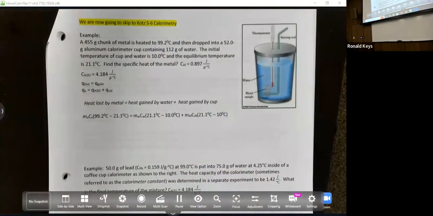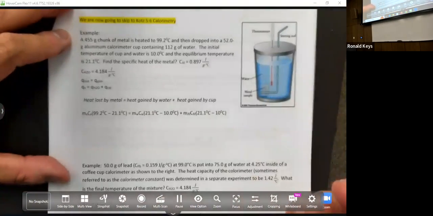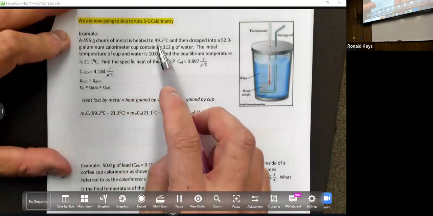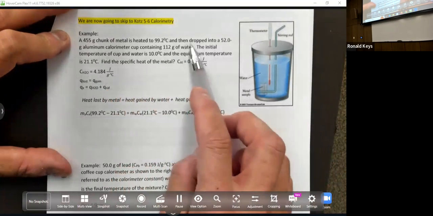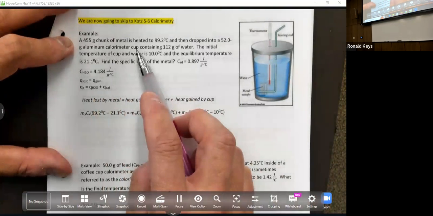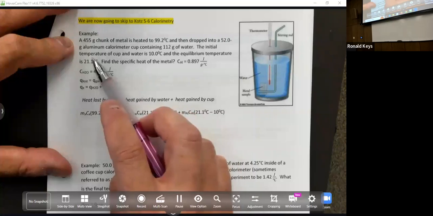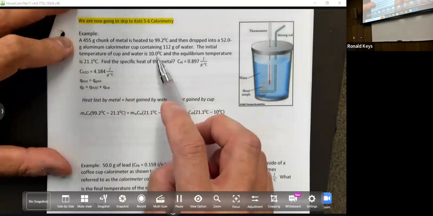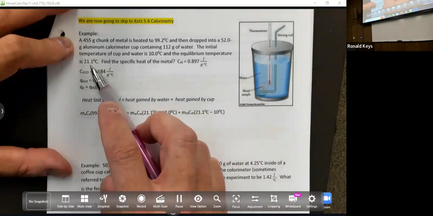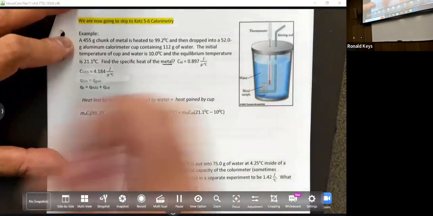It's a very similar approach. In fact, it's the same approach. So here's another example. A 455 gram chunk of metal is heated to 99.2 and then dropped into a 52 gram aluminum calorimeter cup containing 112 grams of water. The initial temperature of the cup and the water is 10, and the equilibrium temperature is 21.1. Find the specific heat of the metal.